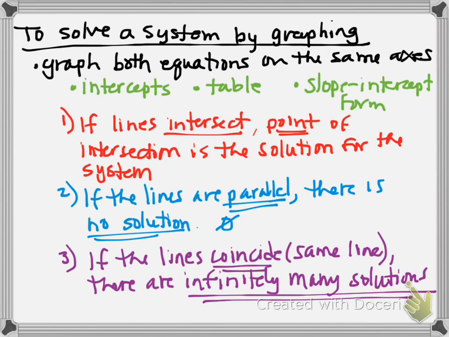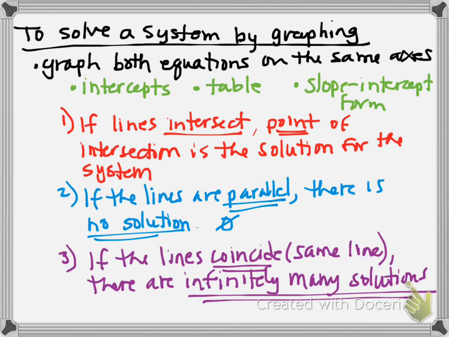So what this is saying that's different than all real numbers means individual values, but these are ordered pairs. So when I say infinitely many solutions, there's an infinite number of ordered pairs that satisfy both equations. So those are our three scenarios. They intersect, they're parallel, or they coincide.